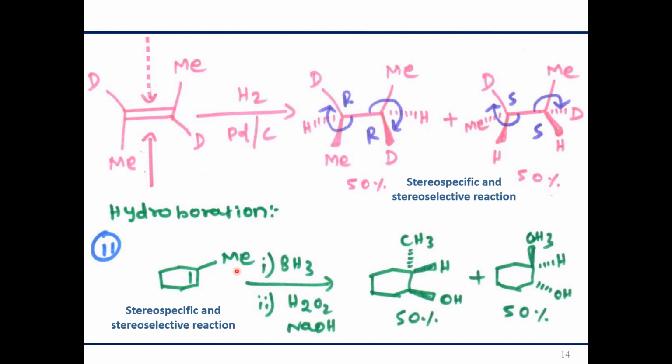You see the stereochemical outcome of the alkene is retained in the product, meaning the methyl group and this hydrogen are cis in this molecule. Here also we are having the cis direction. So this reaction is stereospecific and also stereoselective because out of 4 stereoisomers we are having only 2 stereoisomers selectively.